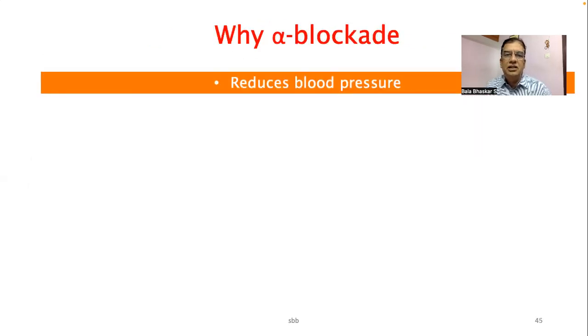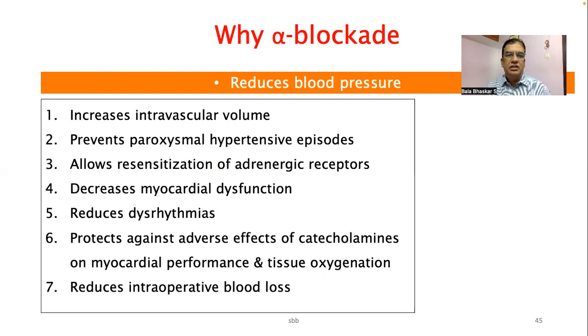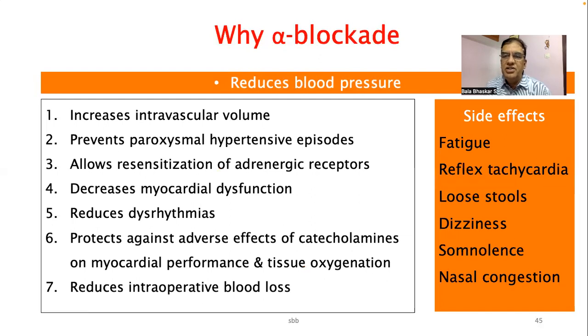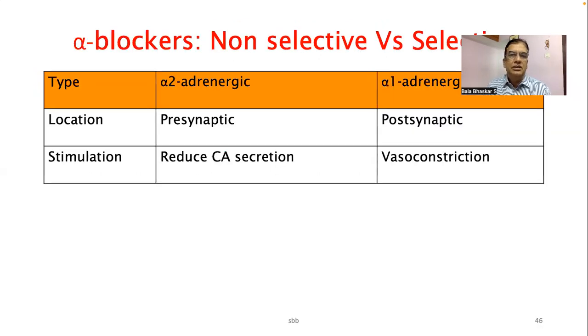And what are the advantages of using, for example, alpha-adrenergic antagonists? Of course, they are going to reduce the blood pressure for the patient. Plus, indirectly, they will be increasing the intravascular volume. It brings down the paroxysmal hypertensive episodes, allows resensitization of adrenergic receptors, reduces dysrhythmias, reduces blood loss, and others. And there will always be side effects for alpha blockers, including fatigue, reflex tachycardia, loose stools, somnolence, and nasal congestion.